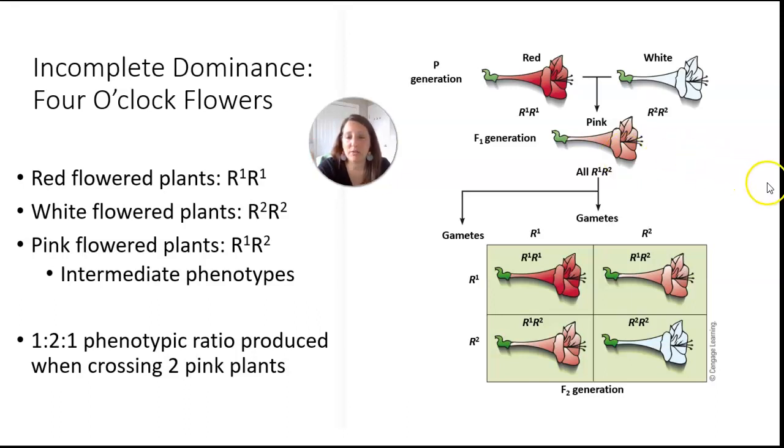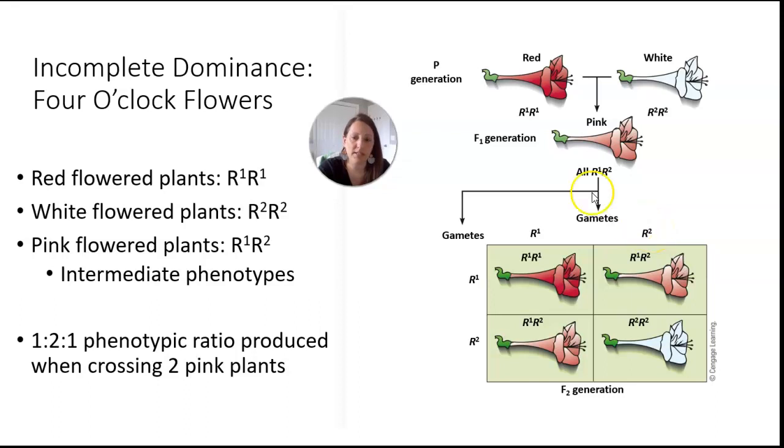If we take this out to the F2 generation, which of course we do, okay, so, where's my pointer? Here we go. So we're going to cross 2 pink plants, so 2 heterozygote plants. So we'll put the gametes for one parent here on the left, and for the second parent up here on the top of the Punnett square.